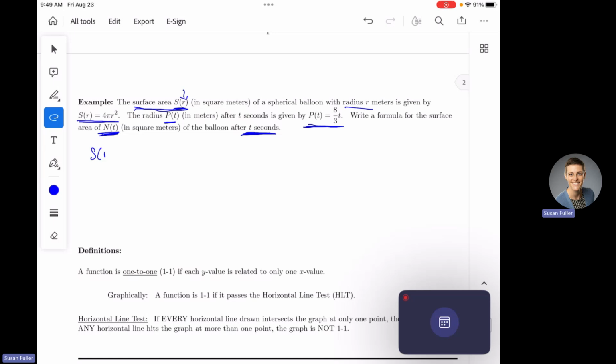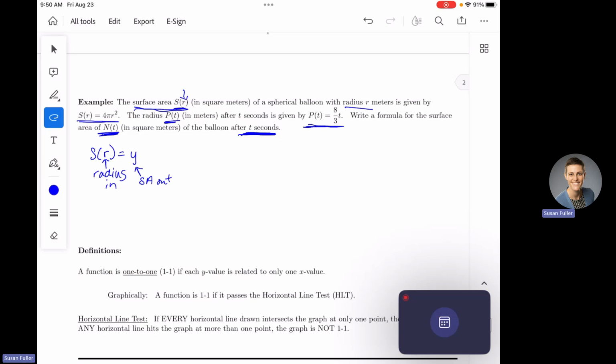I've got a function S of r, and I get a y value out of that. When I plug a radius in, I get surface area out. That's the one that I have, and I know it's 4 pi r squared. We'll come back to that in a minute. Right now, I'm just trying to figure out what's going in and out of these functions so I can figure out how to get to what I need from what I have. This isn't quite what I want because I want to plug in seconds, not a radius.